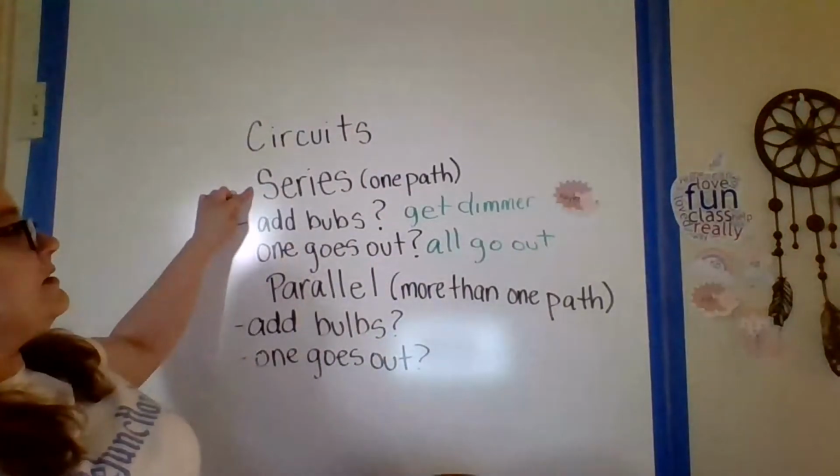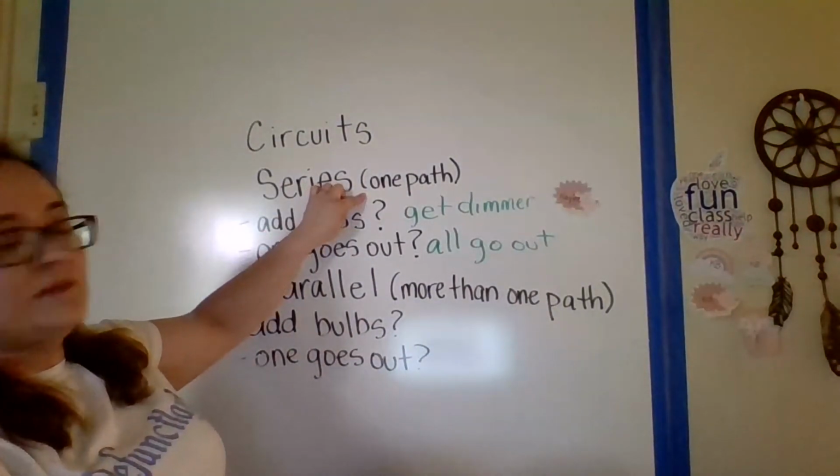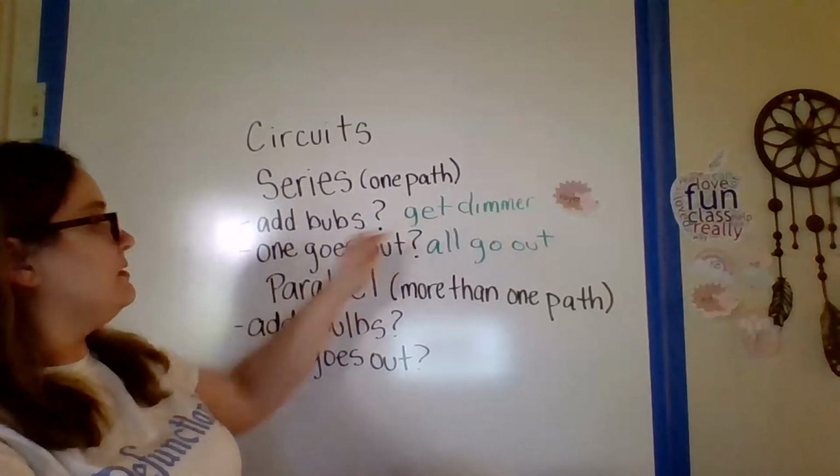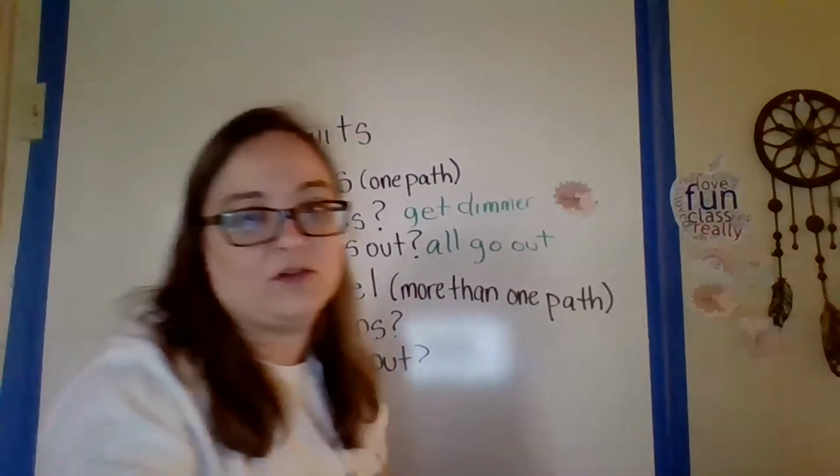So series circuit, one pathway. If you add a bulb, they get dimmer. If one goes out, they all go out.